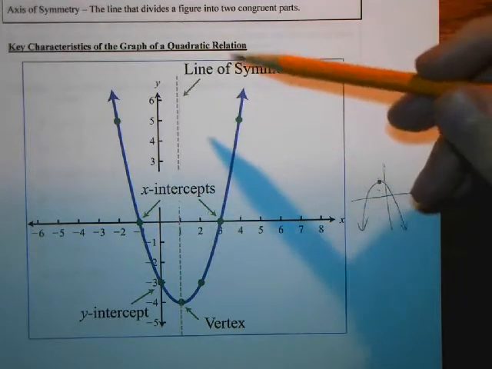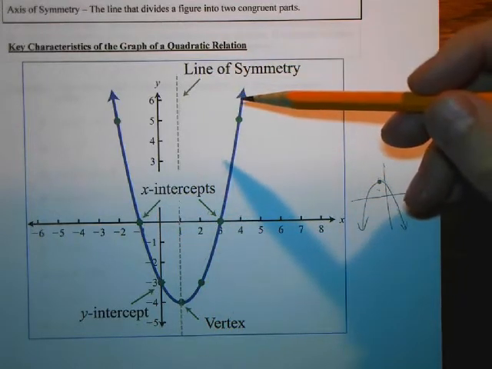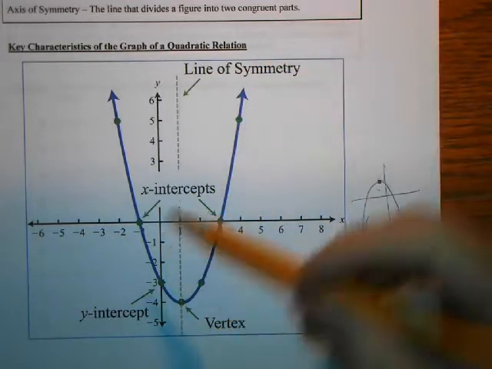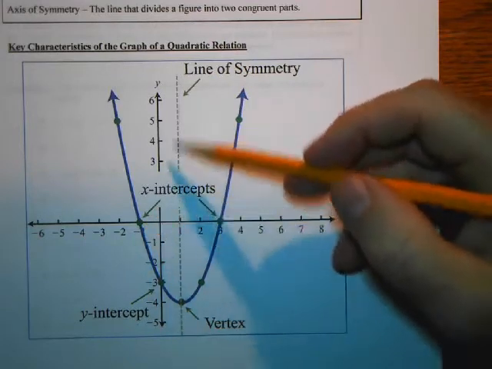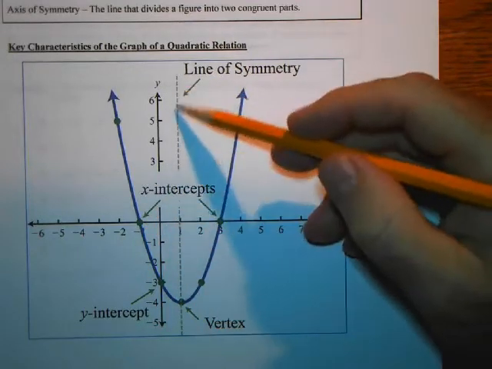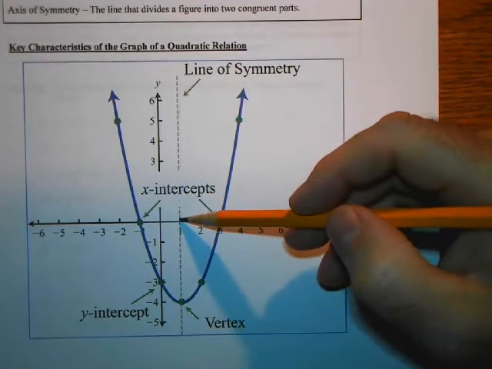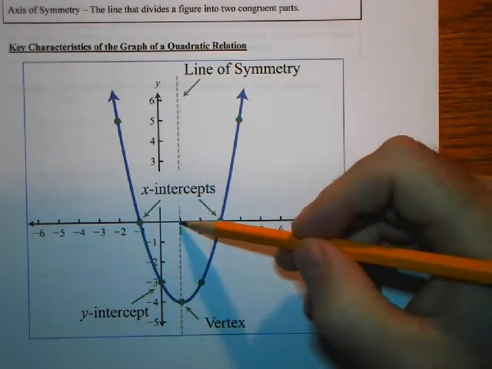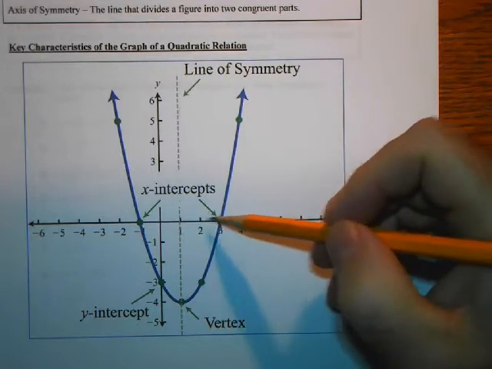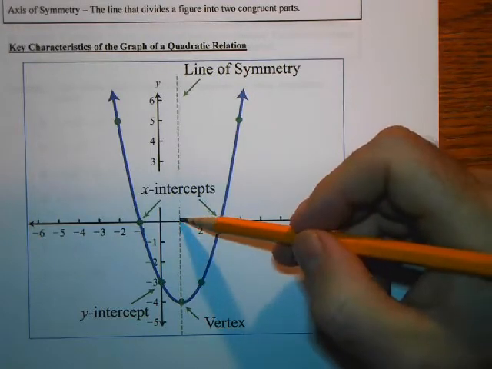Okay, and one important point that comes out from that is that if I, for example, look at these two x-intercepts, I've got one at 3, I've got one at -1. Well, where this line of axis of symmetry is, I can see that if I draw a line between the two x-intercepts, they're both 2 units away from the axis of symmetry.